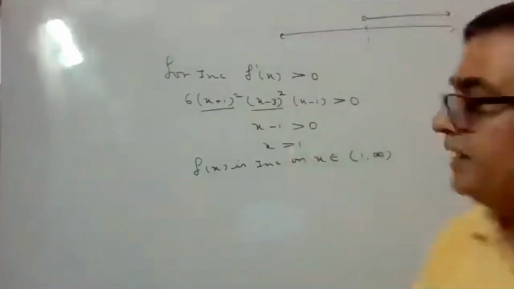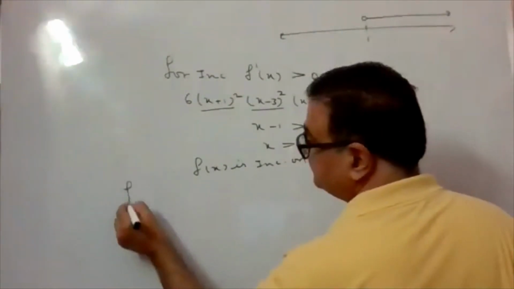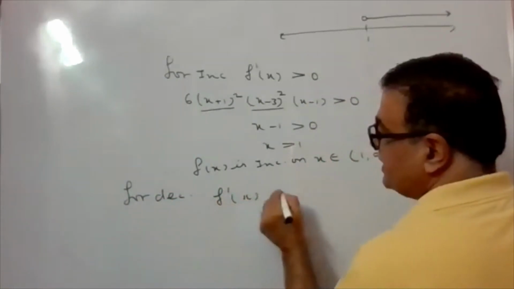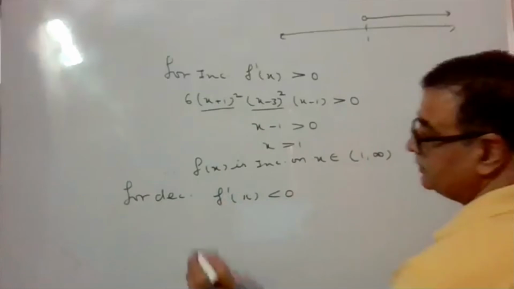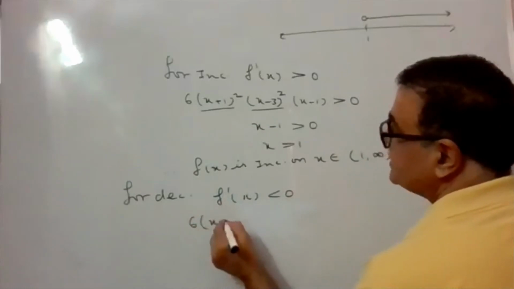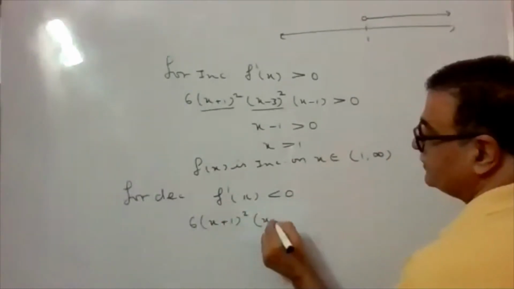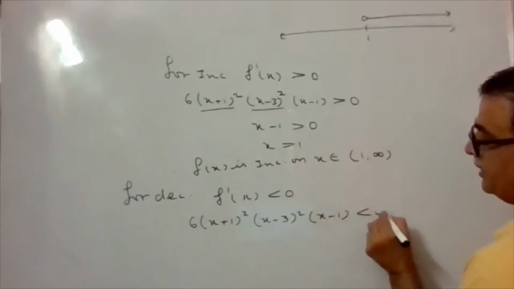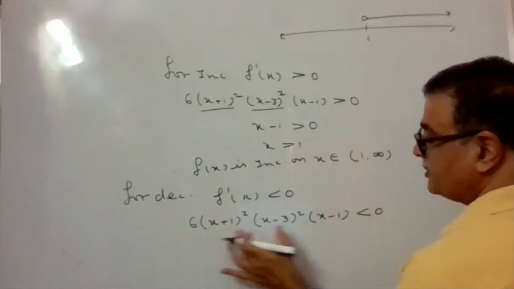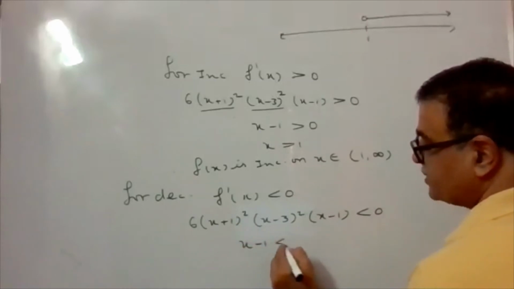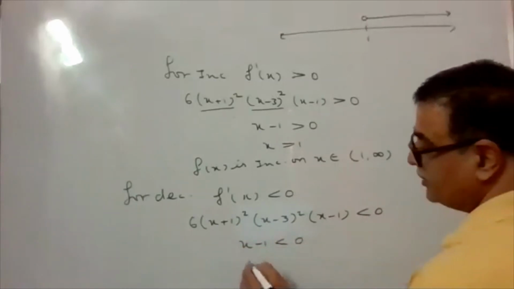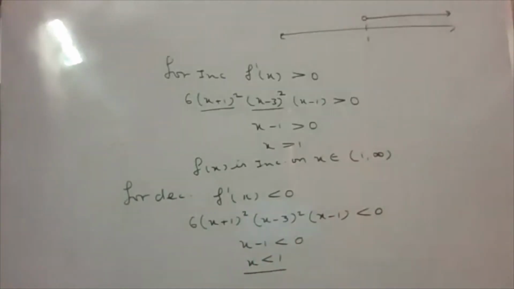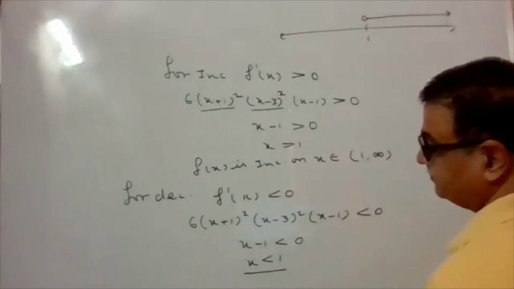Clear? Same way for decreasing. f dash x has to be negative. That means again we should say 6x plus 1 whole square, x minus 3 whole square, x minus 1 is coming negative. This is positive, positive, so I got it, x minus 1 is coming negative, or I should say x is less than 1. Therefore, what I should say, f(x) is decreasing.